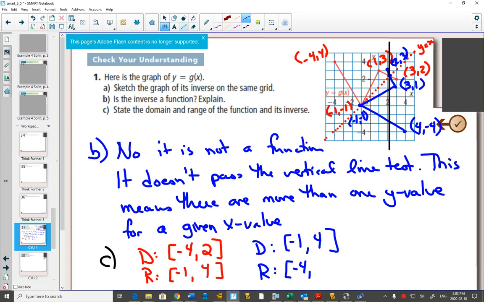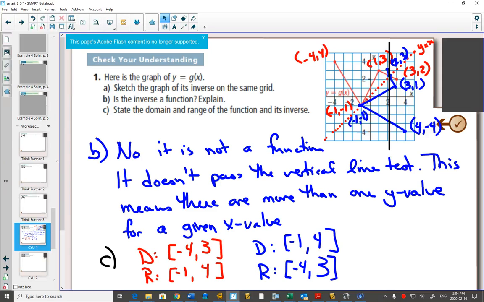is 3. Oh, and I made a mistake in my domain over here. The biggest x value is 3. Compare the domains and ranges. What do you notice? They're the same, but they just got switched.